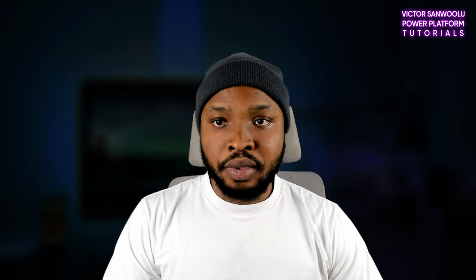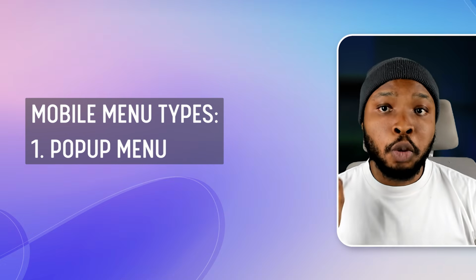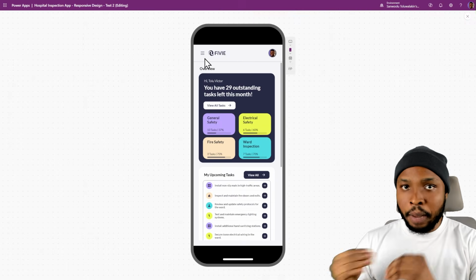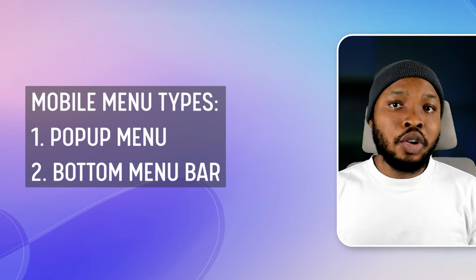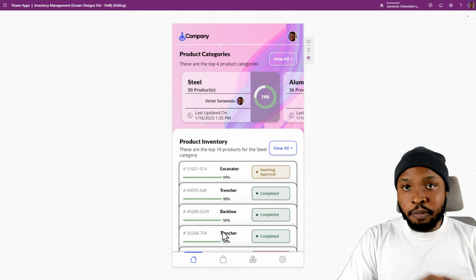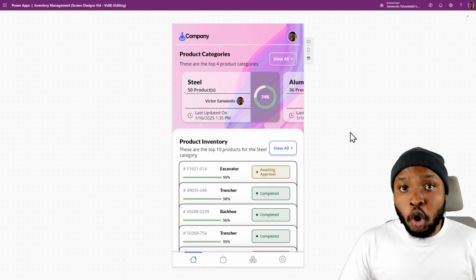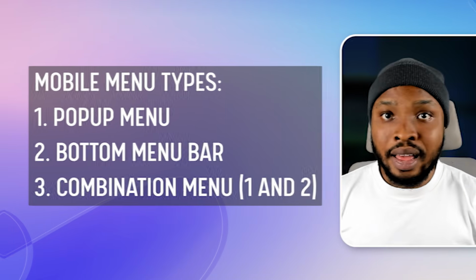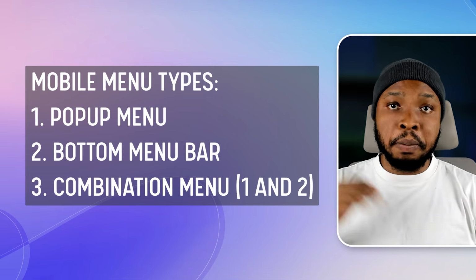For mobile apps, the menus are usually one of 3 types. The first one is the pop-up menu. Basically, you tap a hamburger icon and the menu pops up. Simple as that. The second type is the bottom menu bar. All menu items are displayed at the bottom of the screen. And this is arguably the most common type of menu we see nowadays. And then the third one is the combination menu. This is basically a mix of the first two.